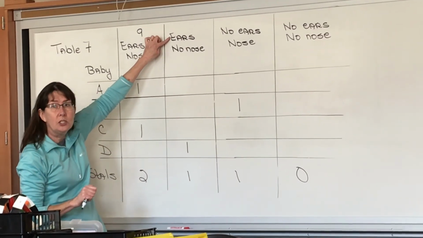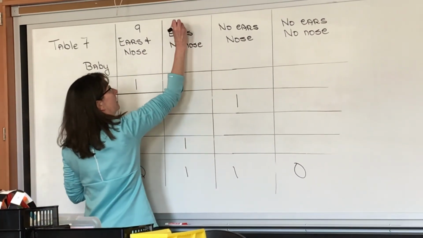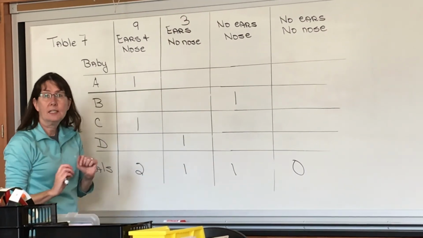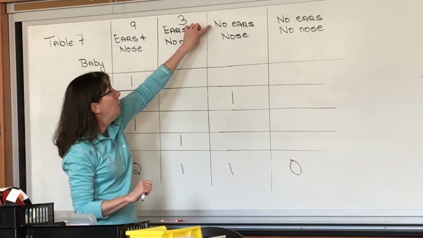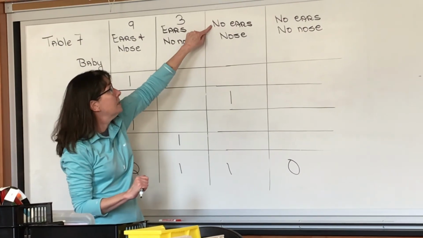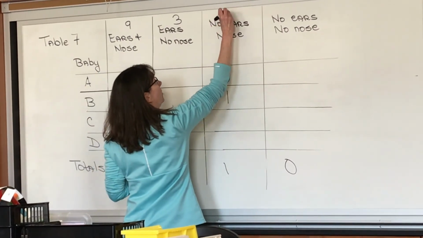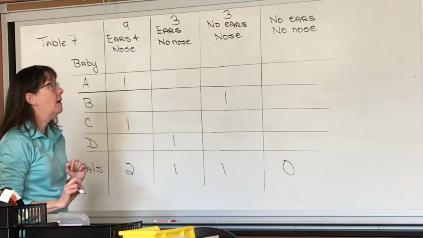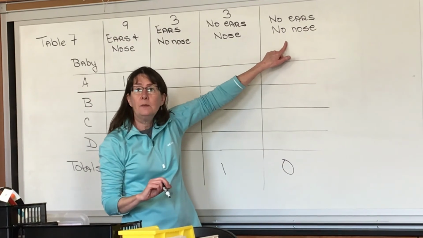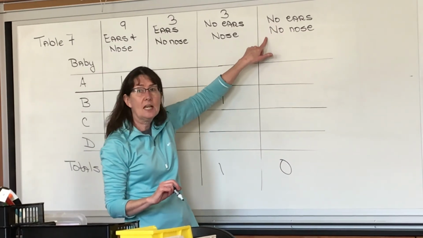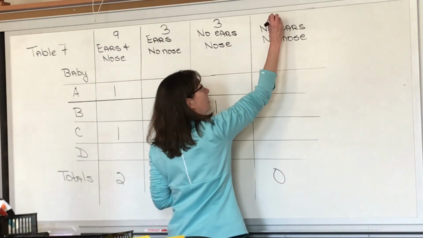Here's ears, which is dominant, no nose, which is recessive. 3 out of our 16 offspring should exhibit that combination. No ears is recessive, a nose is dominant. Here's another 3 out of 16 that will have those combinations. In our last possibility, the double recessive characteristic, no ears and no nose.